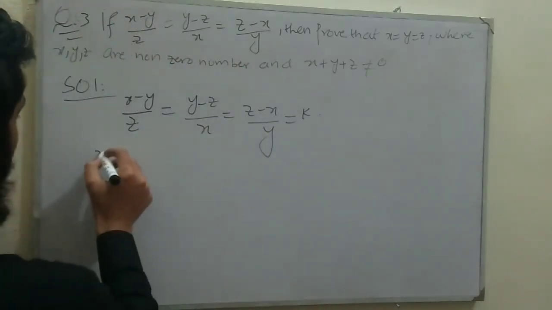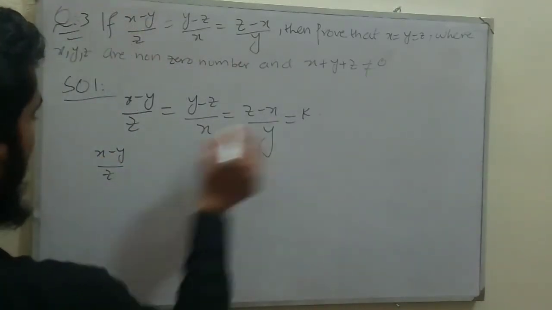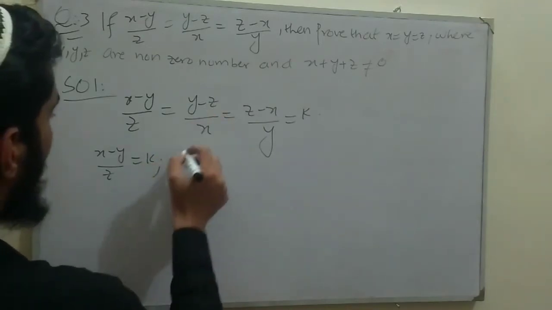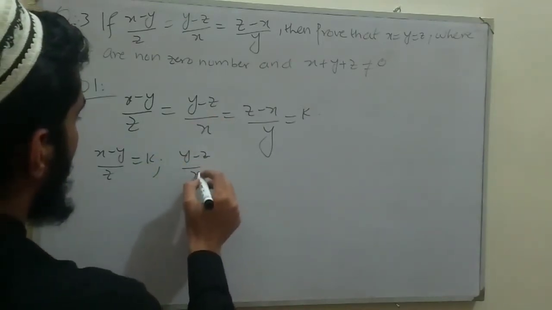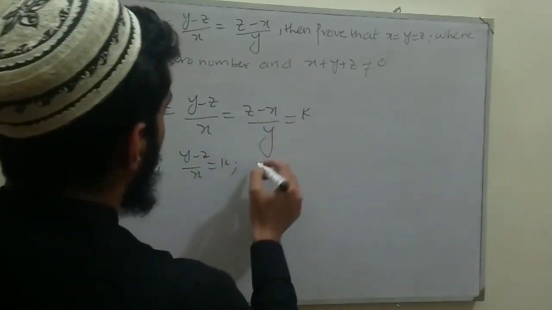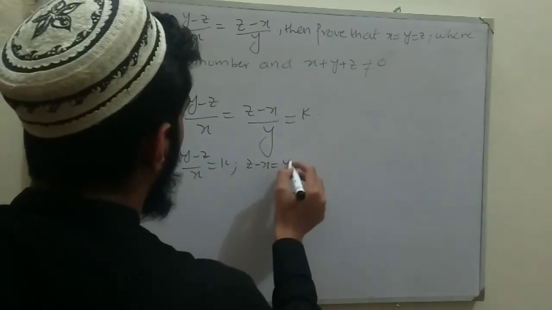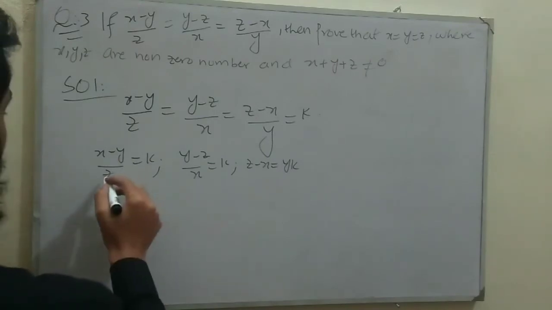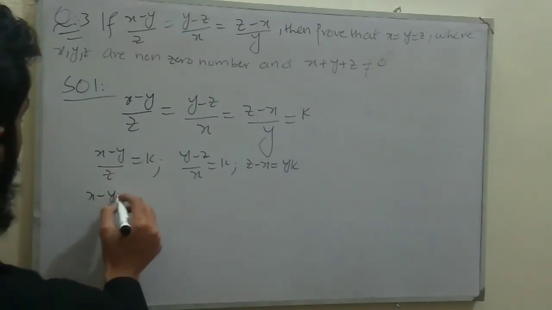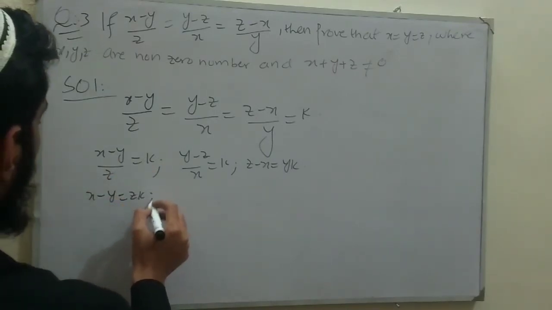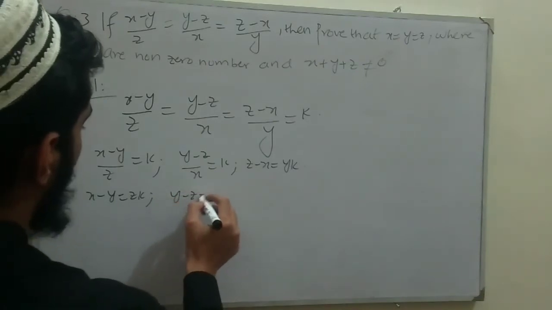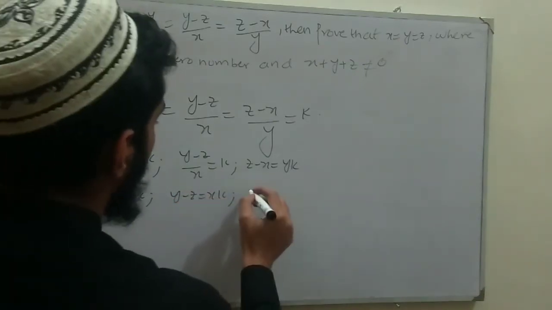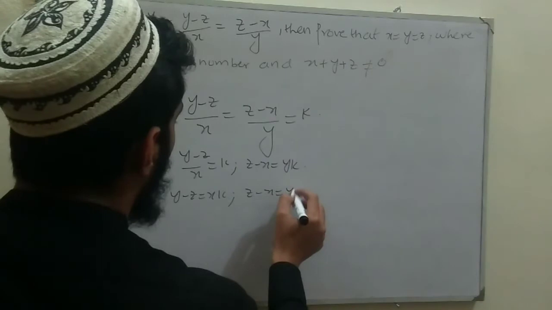X minus y divided by z is equal to k. Y minus z divided by x is equal to k, and z minus x divided by y is equal to k. So shift z to the right hand side, it becomes x minus y is equal to zk, and here y minus z is equal to xk, and here z minus x is equal to yk.